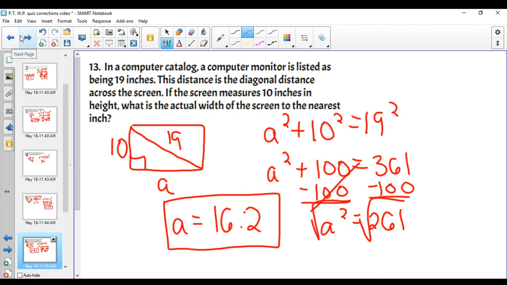Actually, as I'm looking at this, and it says, what's the actual width of the screen to the nearest inch? That may be why so many of you missed this one, because maybe Miss Miki put it in as 16 and 2/10 for the final answer. I'll have to go back and check that. Okay, so rounding to the nearest whole inch would technically be 16, but the exact answer to the tenths place, which is what all the other problems had said, would be 16 and 2/10.